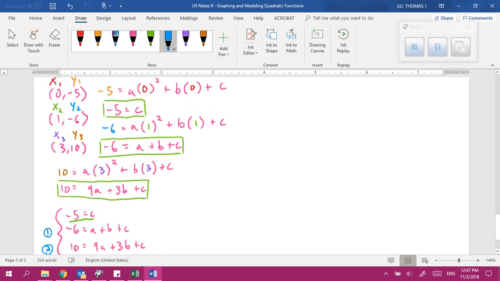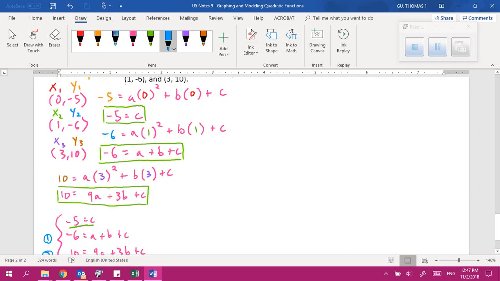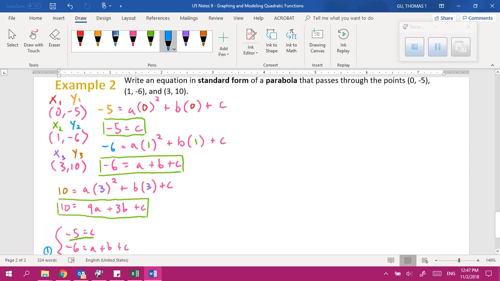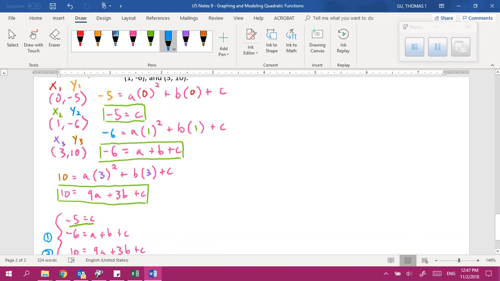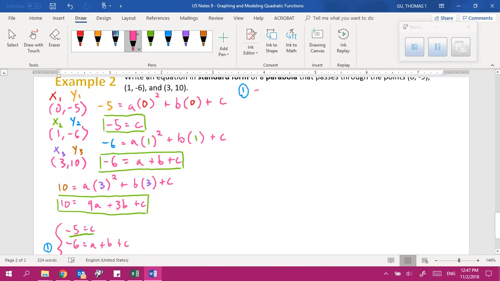Plug it in. Plug what? The second equation. Plug what though? Oh, c. The c, right. So we know negative 5 is c, so we're going to plug that into one of the equations. So equation number 1 is negative 6 equals a plus b, but what's c? Negative 5. So a plus b minus 5.